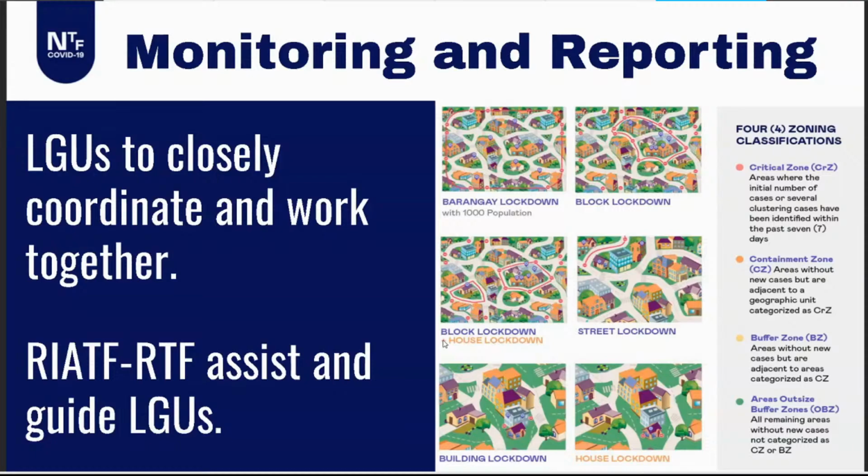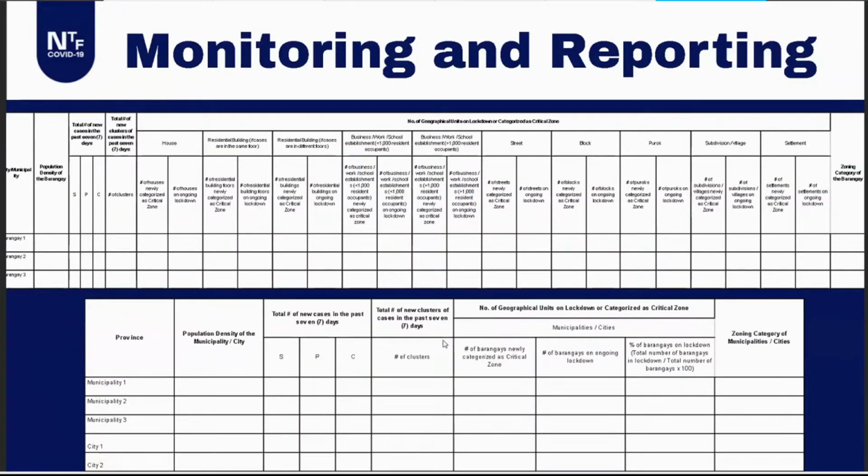So as flashed on the screen, ito po yung ating monitoring and reporting. It may look complicated but actually it's really easy to fill up. Yun sa taas po, that is for the city and municipality. Yun sa baba naman po, that is for the province level. So just fill this out properly, accordingly. And it's really easy lang naman po.